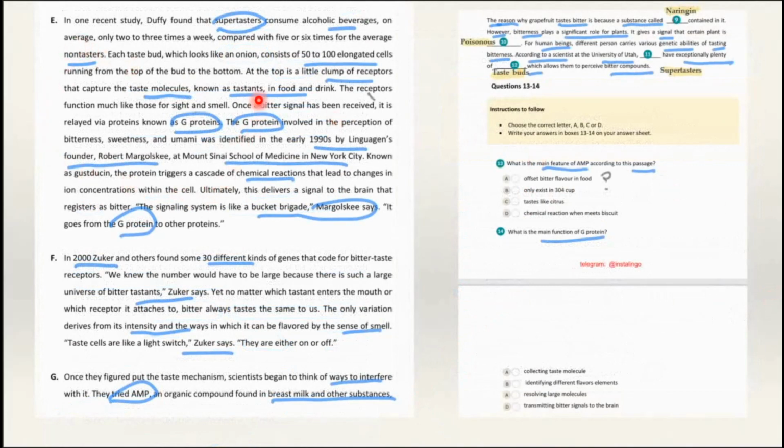They talk about G protein here a lot, and G protein is the keyword for our 14th question. But I'm not going to explain this one. Our answer could be D because all other options are ruled out. You guys can pause this video and check why this one is the answer.